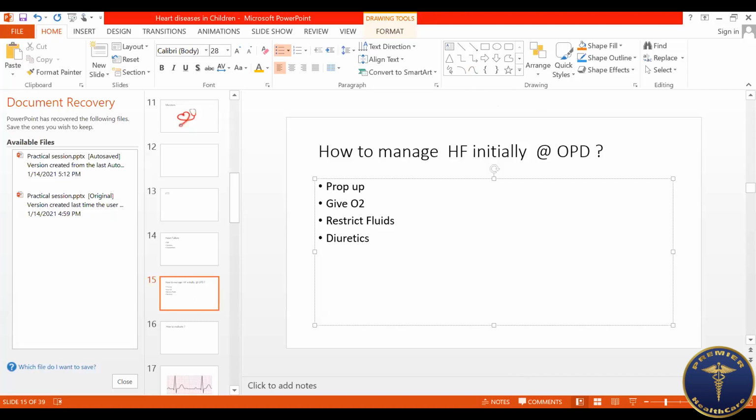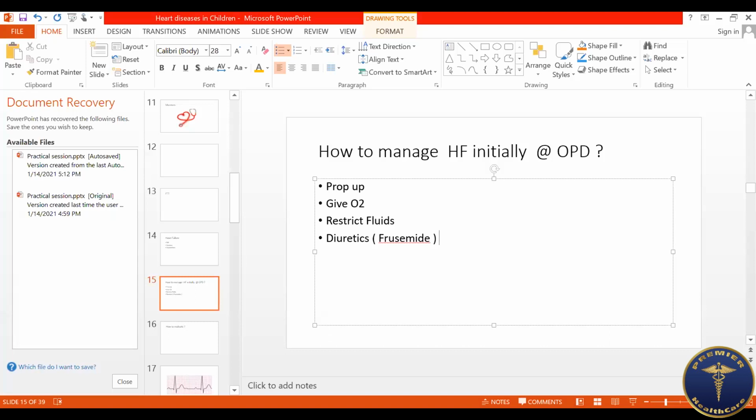Diuretics. Today, if you remember one diuretic, that's more than enough. One of the very well-known diuretics is furosemide. If any of your relatives have heart failure, they may be on clinic visits, right? Maybe your grandfather, grandmother. If they are on treatment, please ask for the clinic book today or tomorrow and check whether this magic drug is there in it. That is furosemide. So you prop up the child, give oxygen, restrict fluids, and then you will give diuretics.